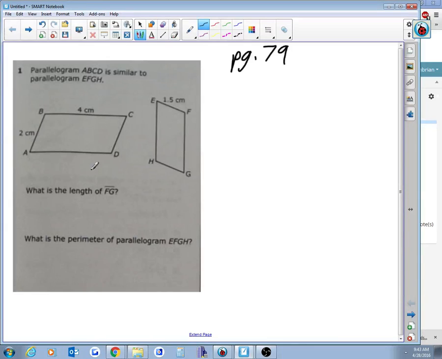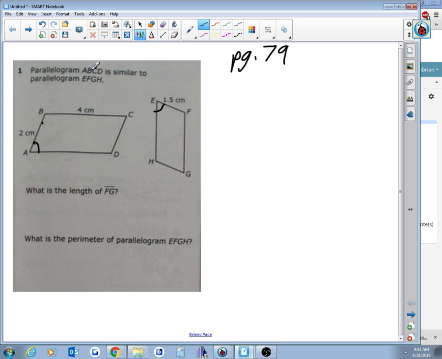Okay, 79, number 1. Parallelogram ABCD is similar to parallelogram EFGH. Okay, that means that angle A, so if this is, say, 70 degrees, then angle E would also be 70 degrees. Corresponding angles are congruent for similar figures because they are the same shape. So whatever angle A is, angle E is the same.